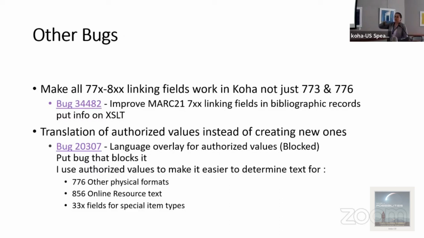And then I'm using a lot of authorized values to make it easier for catalogers. And there's no way to have it change the language. So like item type, if you select book, if you change the language, you can tell it, these are the different translations to use for that word.